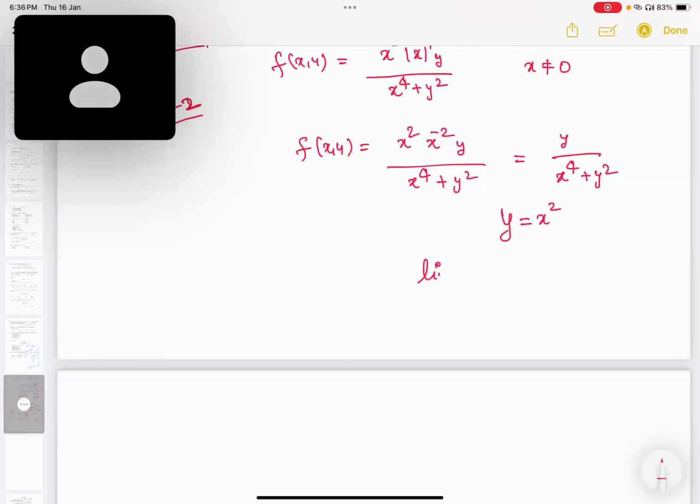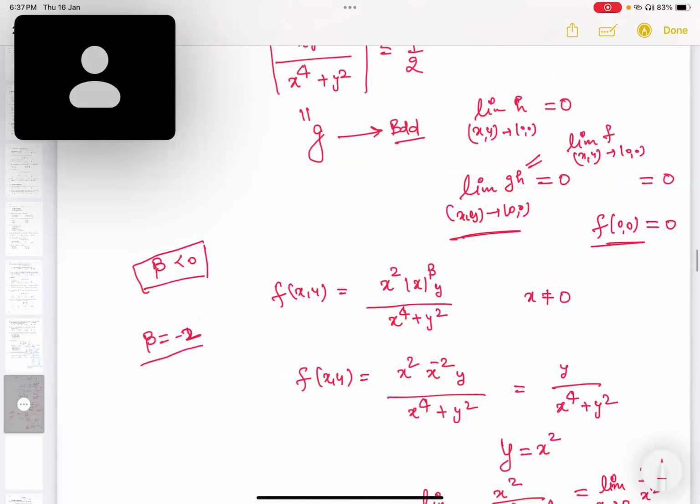then your limit, as (x, y) tends to (0, 0), this function will be reduced to x square upon x to the power 4 plus x to the power 4, with x tending to 0, because there is no y in the resulting function. So this will be equal to the limit as x tends to 0 of 1 upon x square, which is actually going towards infinity. So this function cannot be continuous at (0, 0) for beta less than 0.